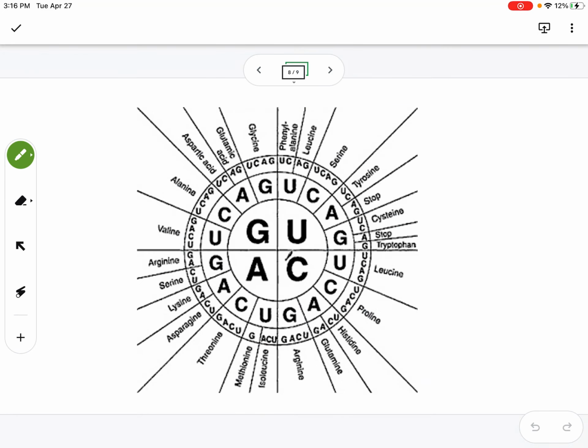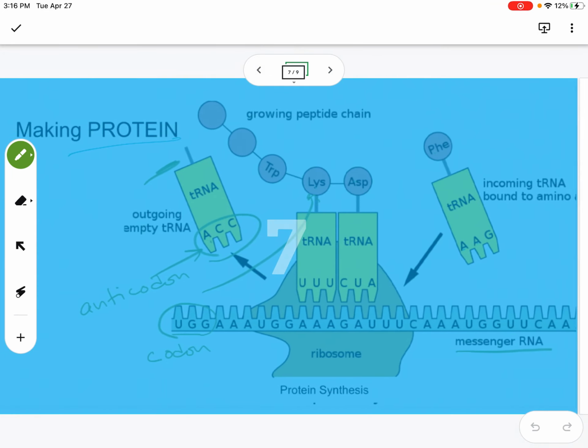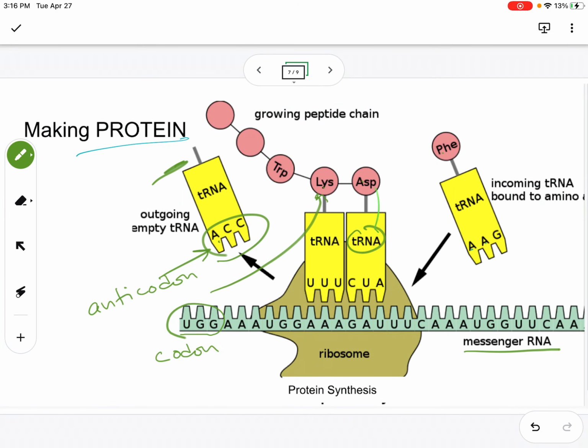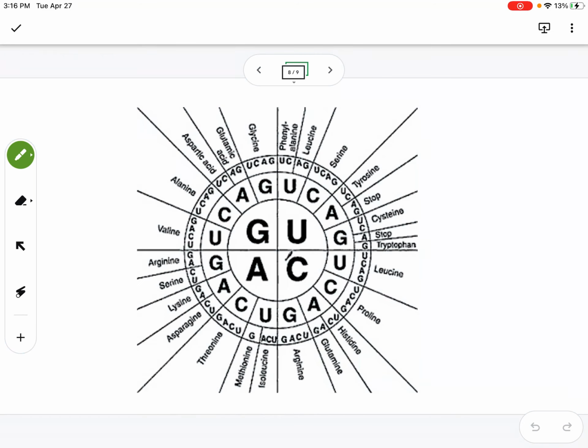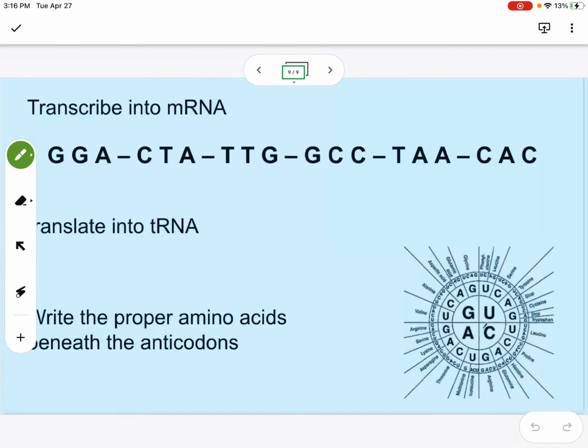All right, so this is the table so that we know what amino acid goes with which tRNA. This is the table that lets us read it, okay? And you start at the middle and you work your way out. So let's do this together. All right. So here we have our single strand of DNA.